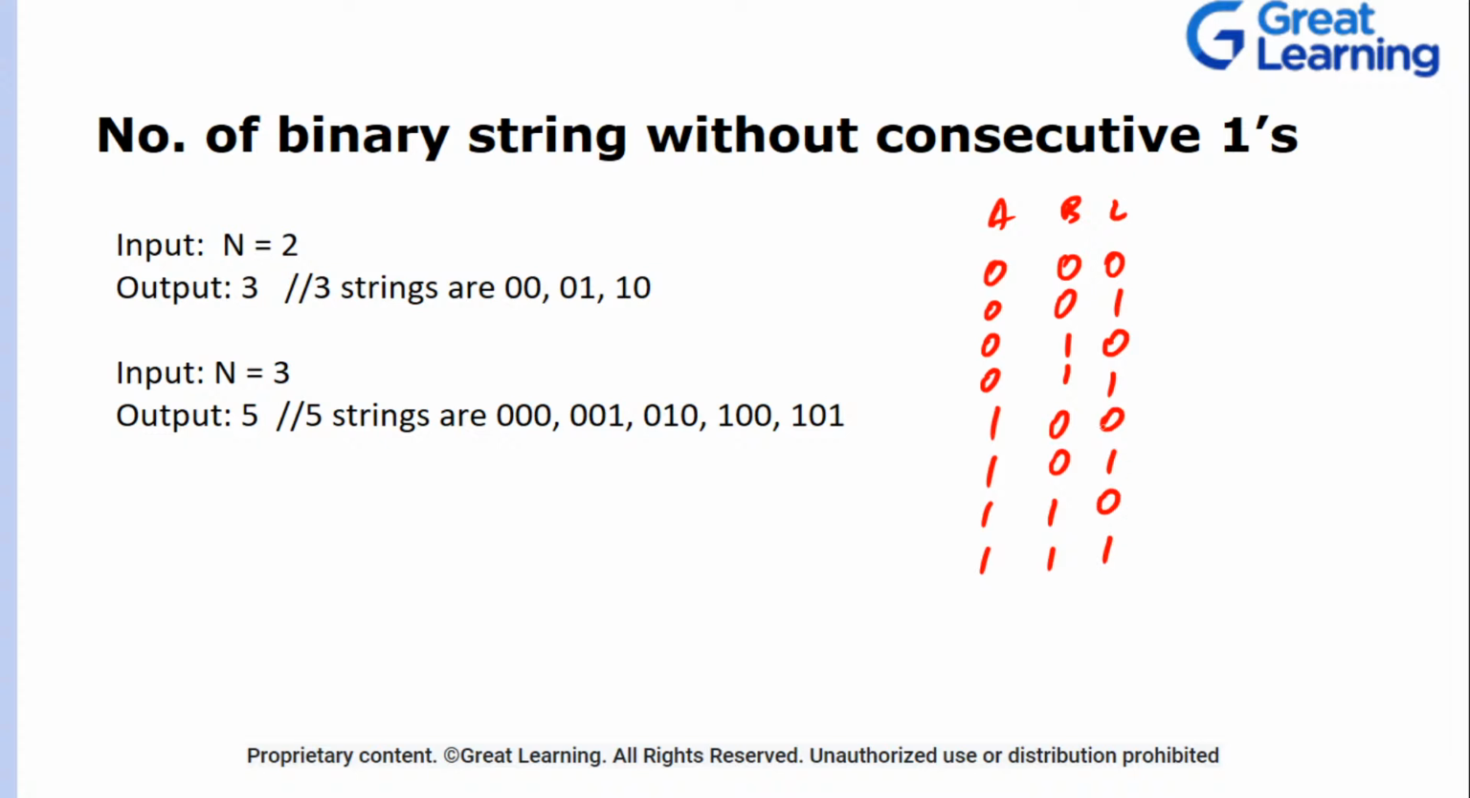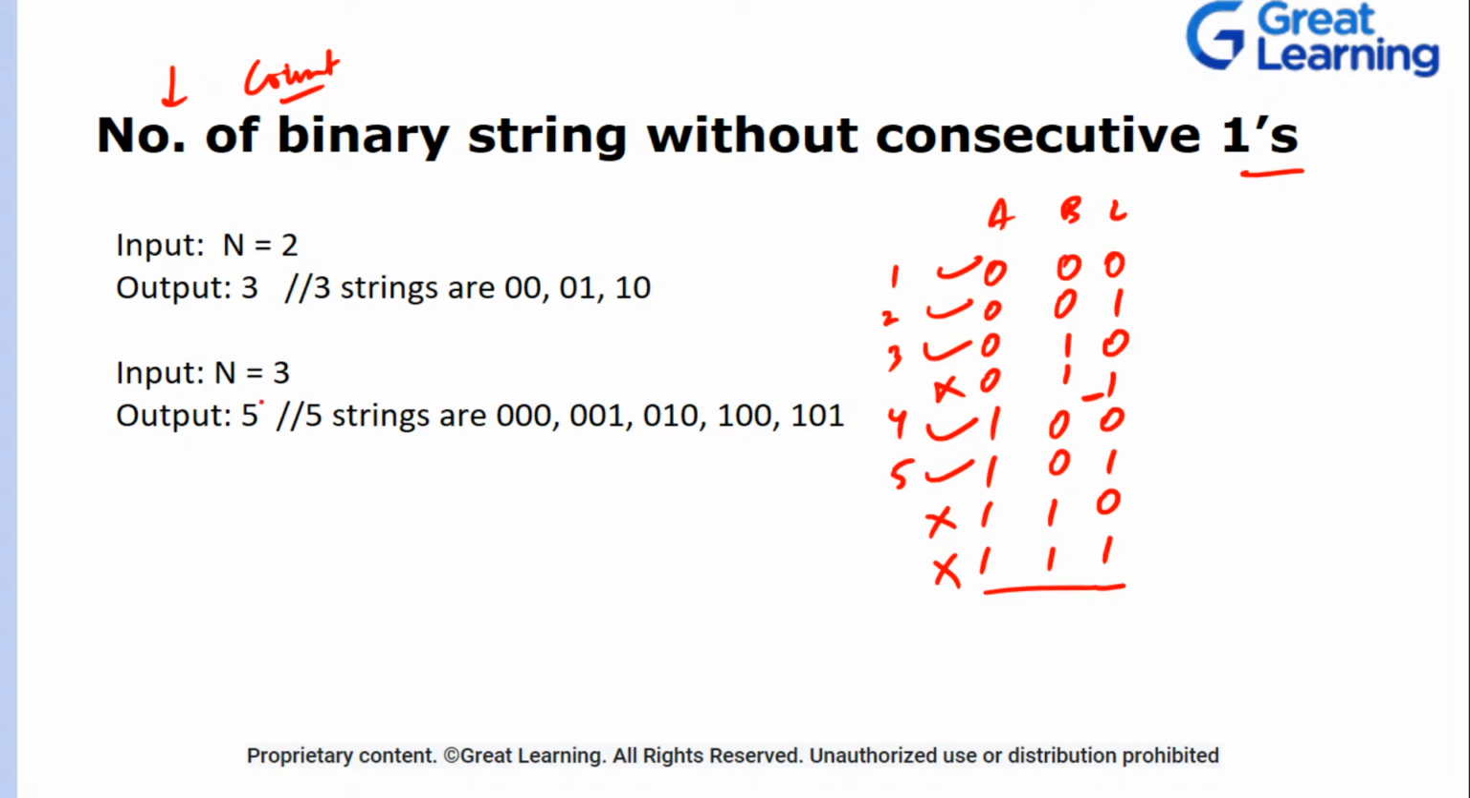Now you need to analyze and give me all the count. I'm talking about the count here. The number of binary strings means the count. I want the count of those without consecutive ones. So here you can see consecutive ones, so this will not be considered, this will be there, this will be there, this will not be there because you have 2 consecutive ones, this will be there, this will be there, this will be there. So 1, 2, 3, 4 and 5. So 5 is the output.